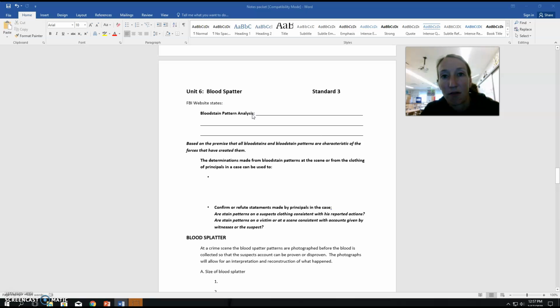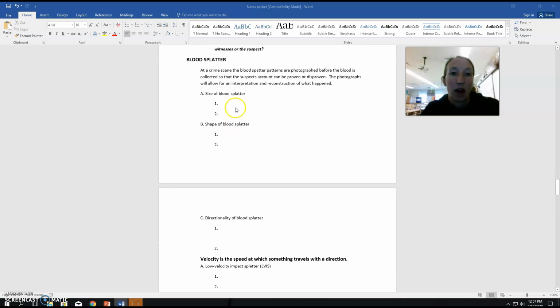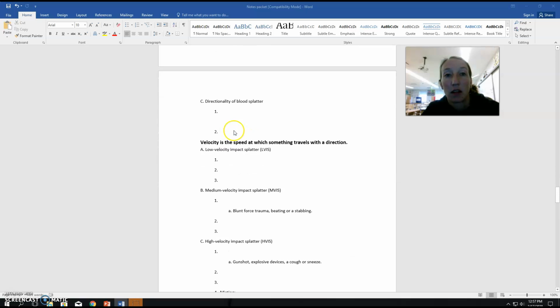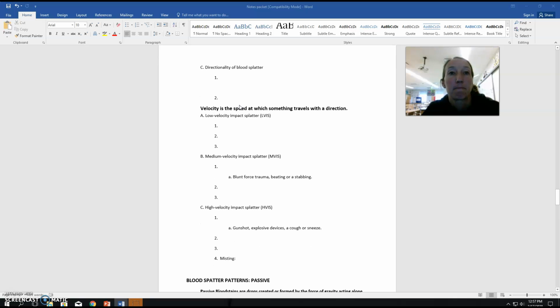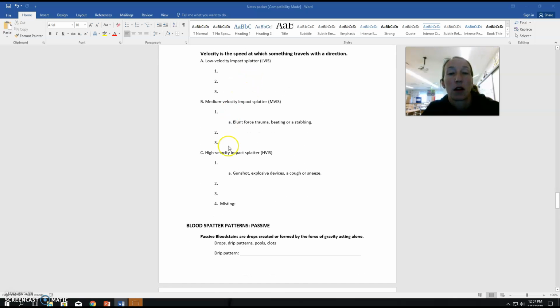Was it cast off? Was it missing? All right, so this is what we just talked about: the size of the blood spatter, the shape, and directionality, which is huge. Directionality tells you where the blood came from. So you'll want to review all the different types of blood spatter, and I'm going to show you some pictures in a minute.